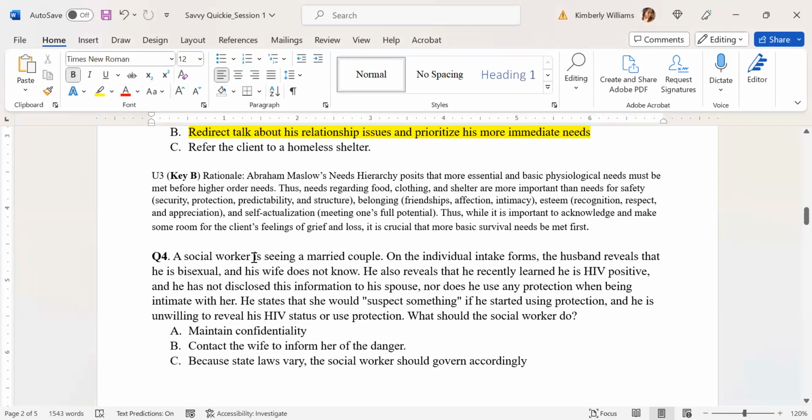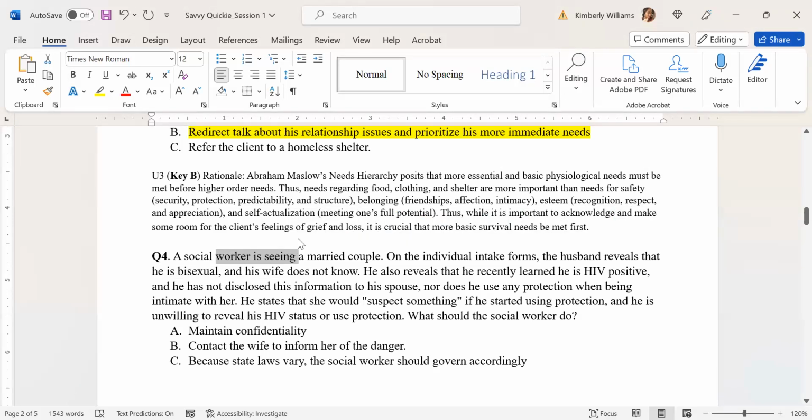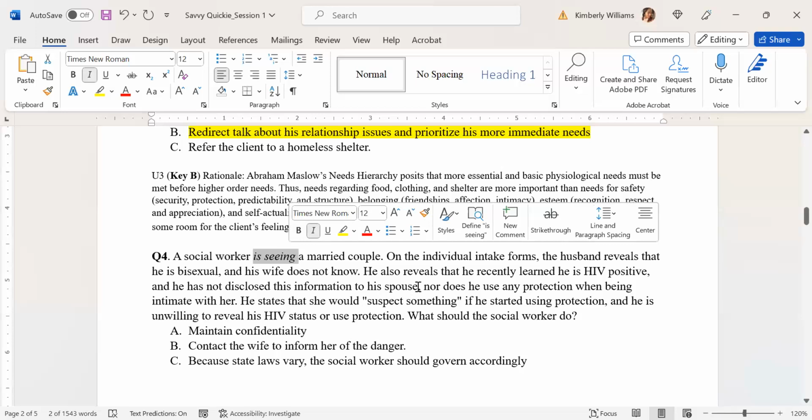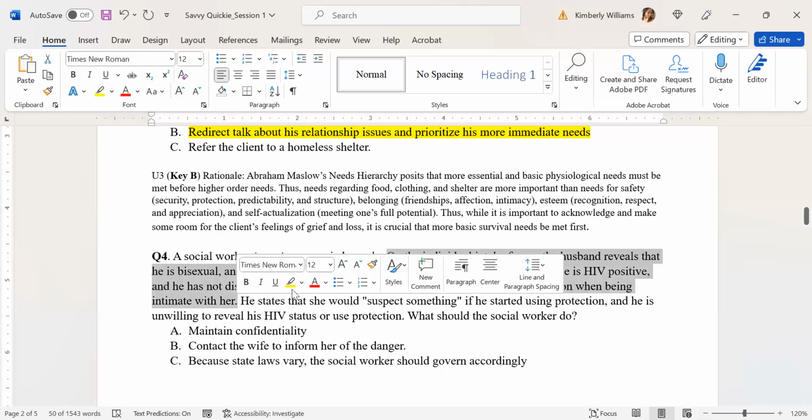All right. So it says you are seeing a married couple. So this means you've probably already been working with this couple, because it says you're seeing them and not just meeting with them. However, it's letting you know that on the individual intake forms, the husband revealed he's bisexual, and he also revealed all this other stuff. So this is where our presenting problem is, right?